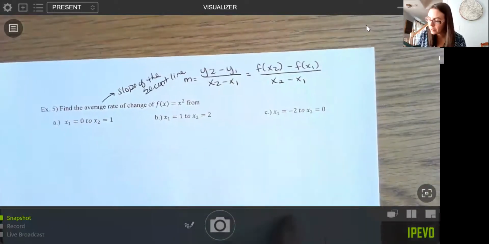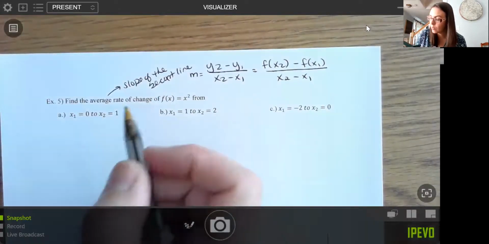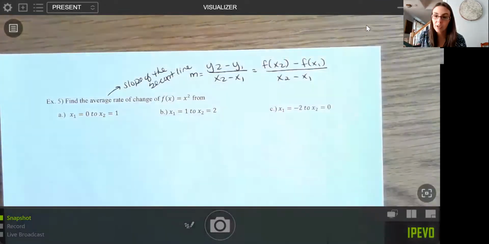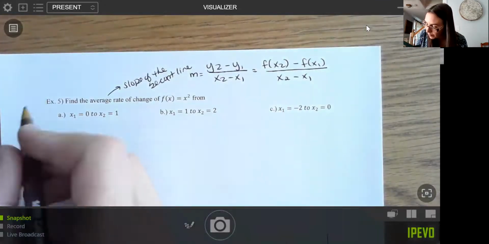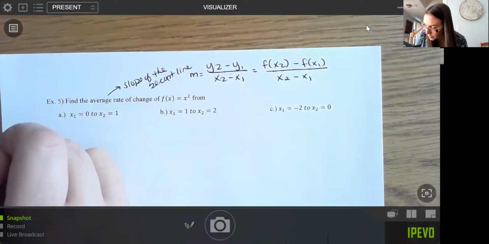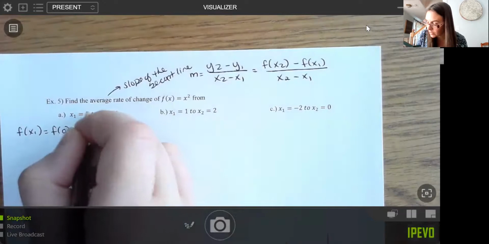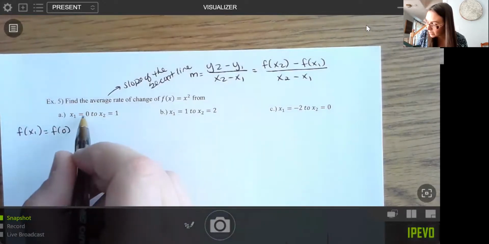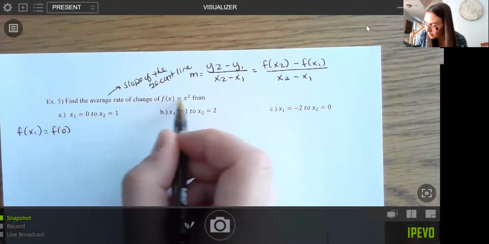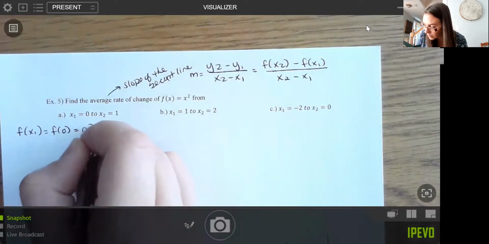So to find an average rate of change, you need to find those function values or those Y values before you start. So I'm going to do A here. So if I'm looking for f of X1, I'm looking for f of zero. So my X1 value is zero. And what we get here is we just plug it right into our equation. So zero squared equals zero.